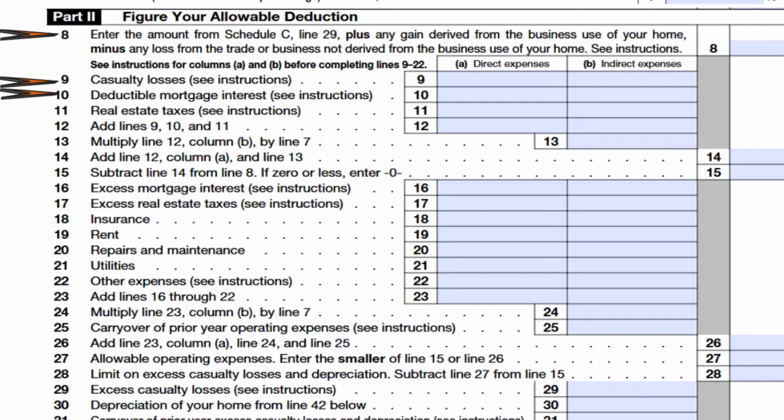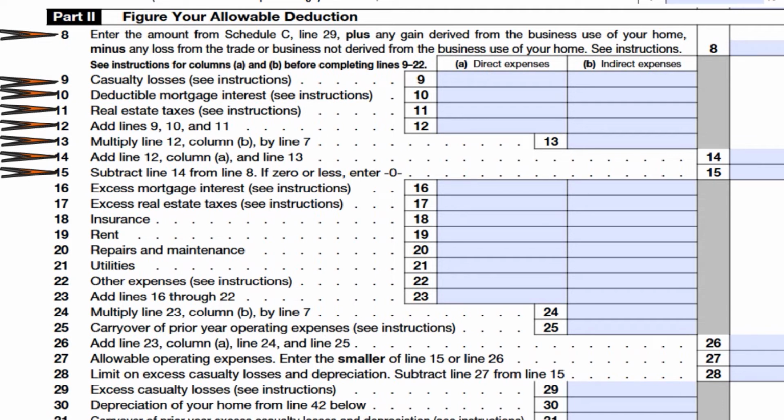Line 11, enter any real estate tax you paid during the tax year. Another indirect expense. Line 12, you find the totals in the A columns for line 9, 10, and 11, and you want to enter them on line 12A. Line 13, you want to multiply line 12B by line 7. Line 14, you want to add line 12A and line 13. Line 15, this is self-explanatory. You want to subtract the value of line 14 from line 8. If you get a 0 or a negative number, just enter 0.